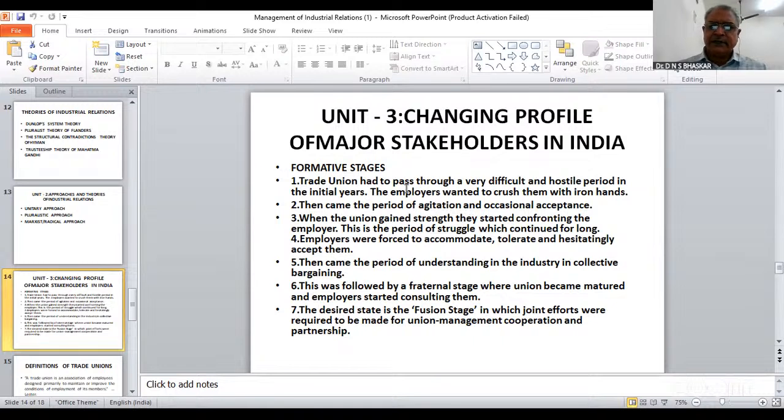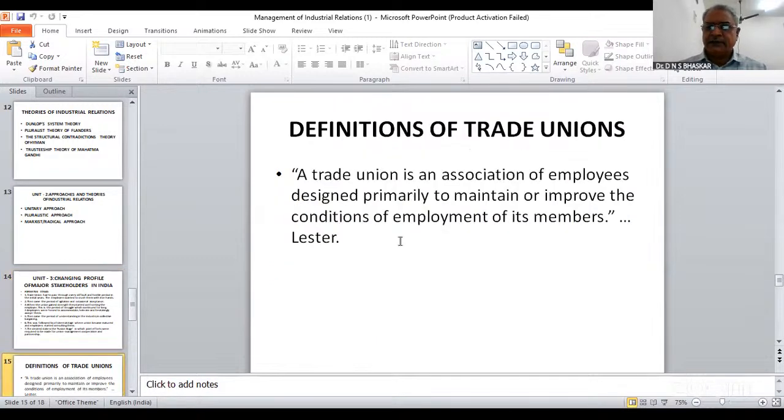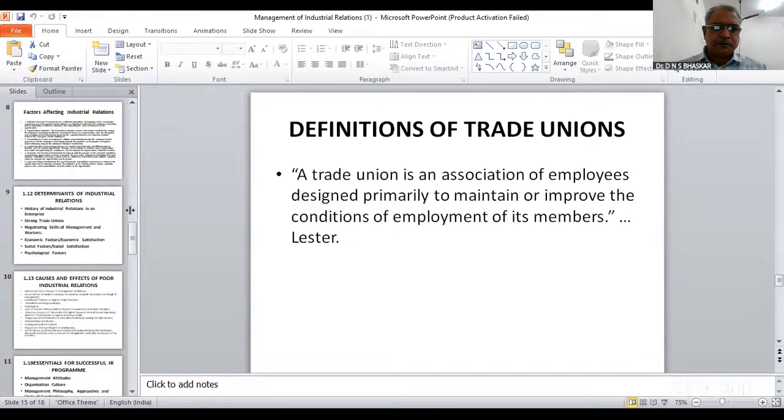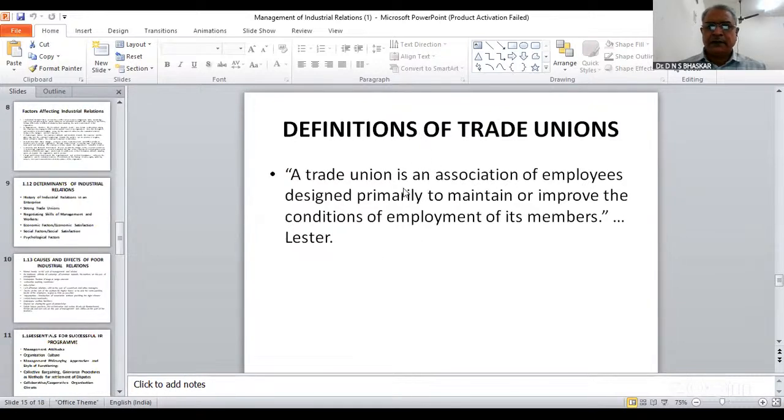The very first point here: the trade unions had to pass through a very difficult and hostile period in the initial years. It is better to know exactly the meaning of trade union before going to the stages. Actually, what is a trade union? A trade union is an association of employees, designed primarily to maintain and improve the conditions of employment of its members.